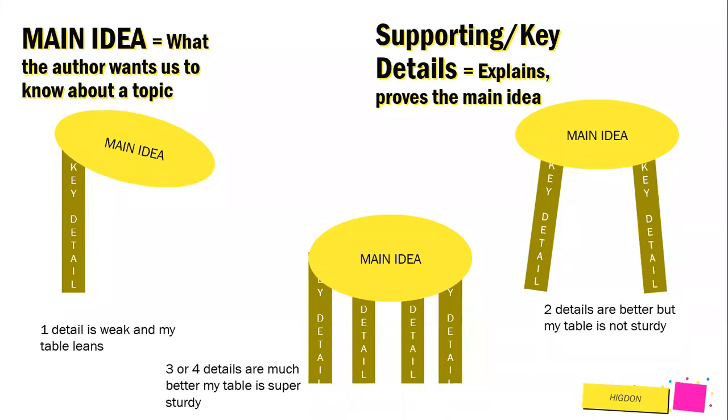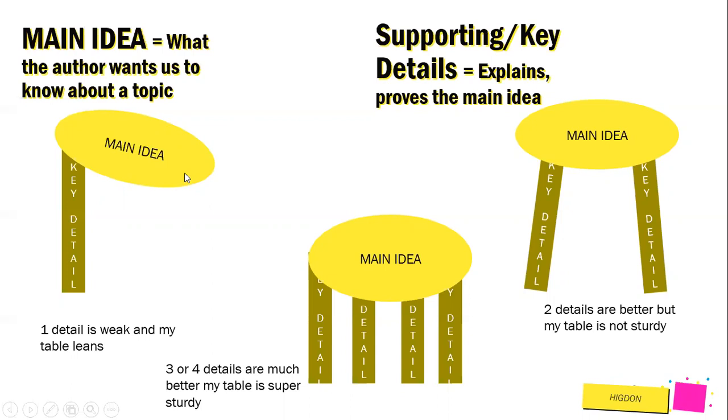Before we get started with our text, let's review what main idea means. The main idea in a text is what the author wants us to know about the topic, what the author is trying to teach us or have us learn. And in order to determine the main idea, the author provides supporting or key details for you to gather information. Remember, supporting and key details explain or prove the main idea.